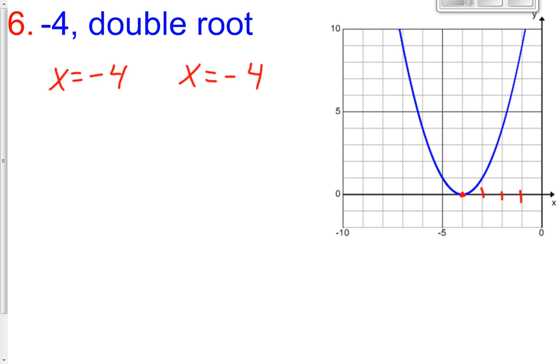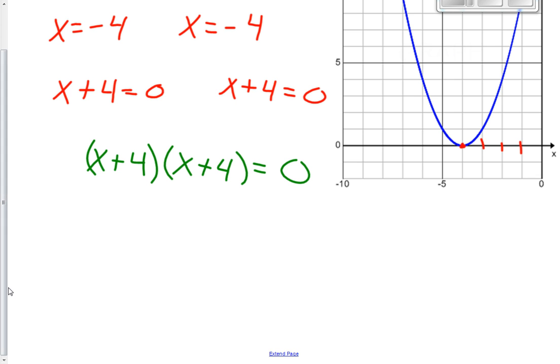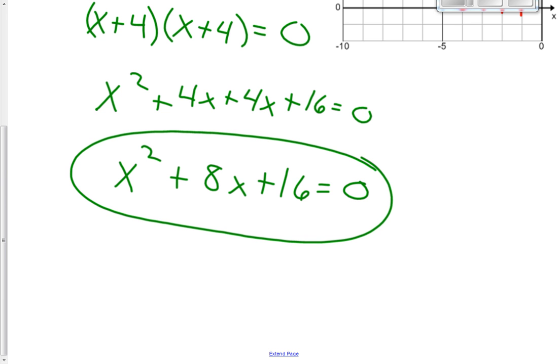So now when we set them equal to 0, it's x plus 4 equals 0 and x plus 4 equals 0. So both of our factors are x plus 4. X plus 4 times x plus 4 equals a 0. FOILing this, we would get x squared plus 4x plus 4x plus 16 equals 0. So our standard form of an equation would be x squared plus 8x plus 16 equals 0. And we're done for that one.